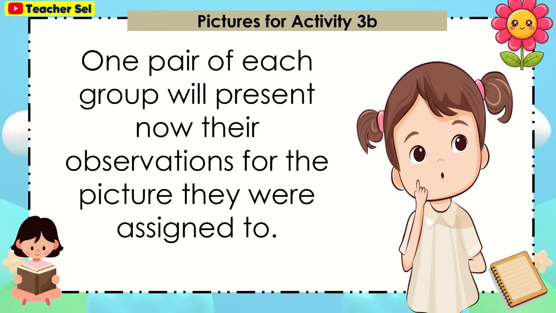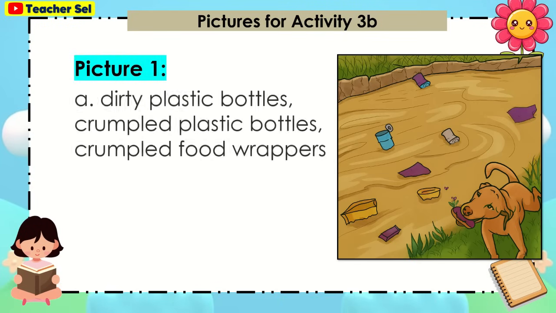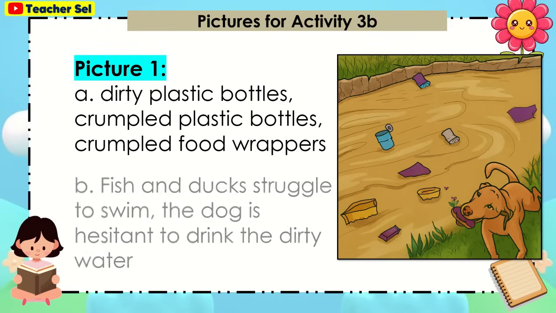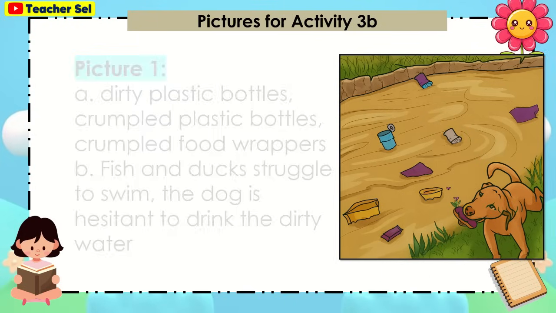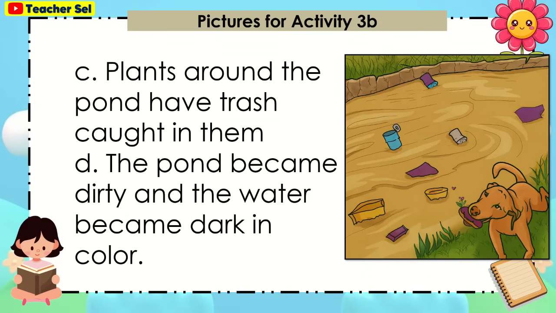One pair of each group will now present their observations for the picture they were assigned to. For picture 1, here are the expected answers. Dirty plastic bottles, crumpled plastic bottles, crumpled food wrappers. Fish and ducks struggle to swim. The dog is hesitant to drink the dirty water. Plants around the pond have trash caught in them. The pond became dirty and the water became dark in color.